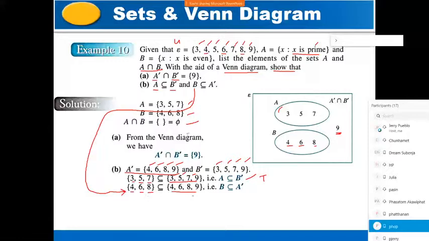Now you check if it is a subset. If you look at them, do we have 4, 6, 8 here? 4, 6, 8, 4, 6, 8. That's why B is a subset of A complement. Okay? You understand now?